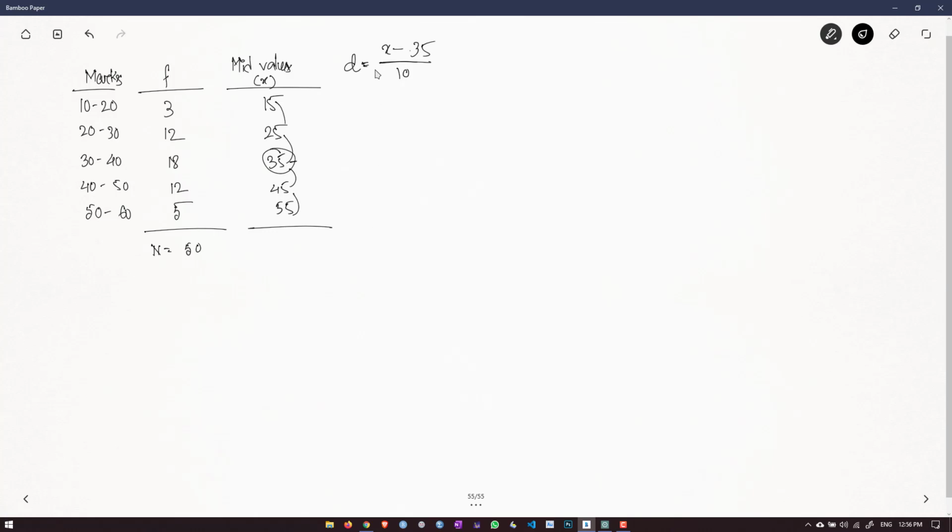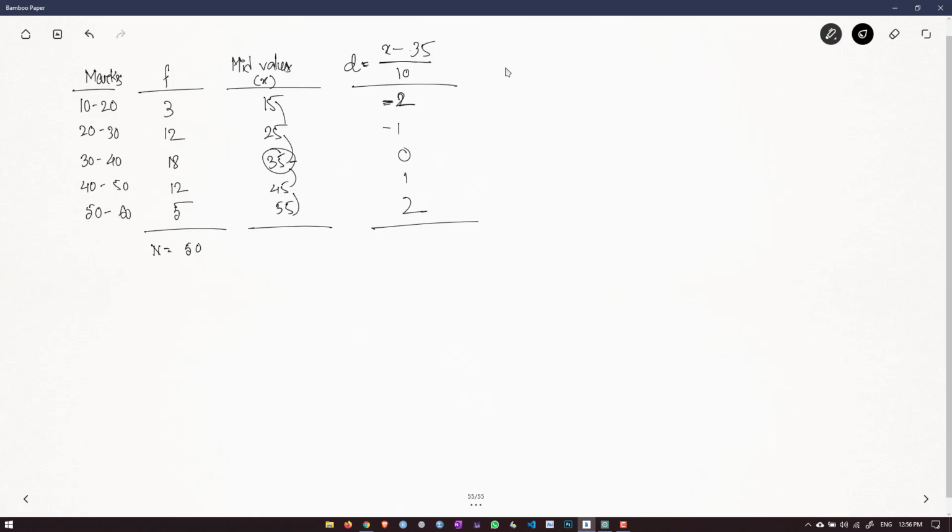Now you don't have to manually calculate the value of d in such a situation, when they have a common difference and there is only one mid value. This value will automatically be 0. This will be minus 1, minus 2, 1 and 2. You don't have to calculate them. It will always be this: minus 2, minus 1, 0, 1, 2.